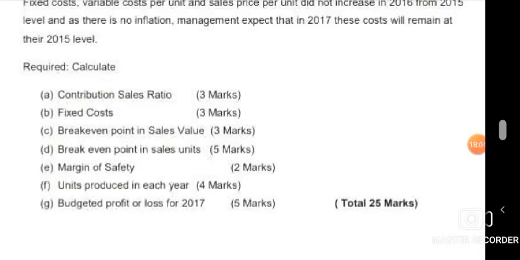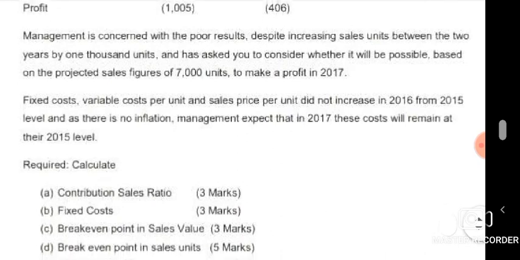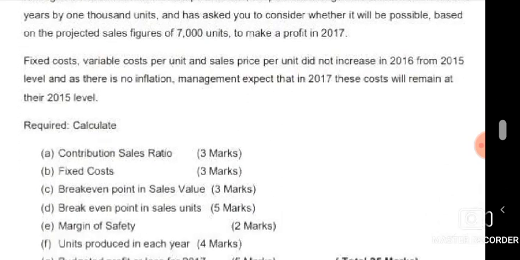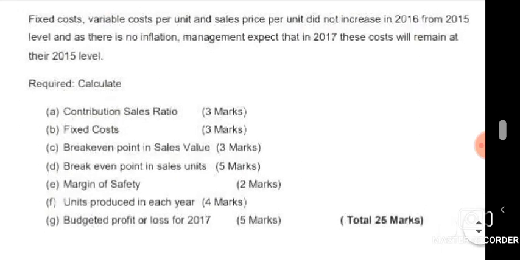Here they're asking for units produced in each year. Okay, I'll show you how we'll do that. And then let's just take note of part G, budgeted profit or loss for 2017. All we know is that in 2017, they want to make 7,000 units. Sorry, they want to sell. So those units will be our focus on part G. Let me first show you how I would find part F, units produced in each year, then budgeted profit or loss. So how do we get those units produced?